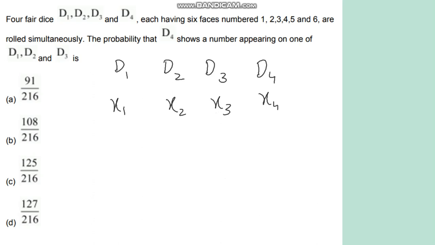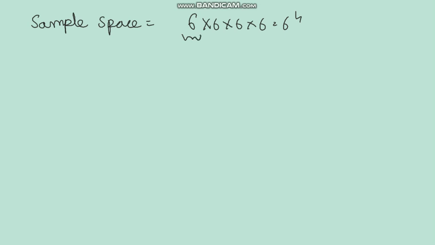So while calculating the probability, first let's calculate the sample space. The sample space is 6 into 6 into 6 into 6 equals 6 to the power 4. How is it? These 6 are for die D1, this is for D2, this is for D3 and this is for D4. Each die has 6 options, meaning 6 ways for the number coming, and they are multiplied because there are four events. So we have calculated our sample space equals 6 to the power 4.